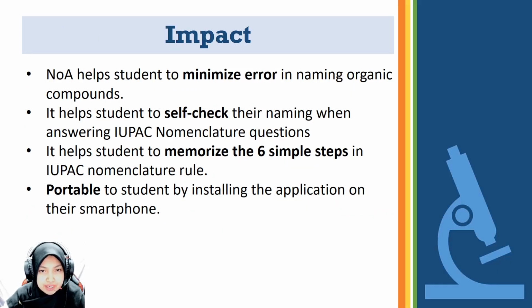Next, we go through the impact of using the NoA application. The first one, NoA helps students minimize errors in naming organic compounds. The second one, it helps students self-check their naming when answering IUPAC nomenclature questions given by their lecturers and teachers. The next one, it helps students memorize the 6 simple steps in IUPAC nomenclature rules when they repeatedly use this app. And the last one is portability: students install the application on their smartphone so they can use it everywhere at any time.